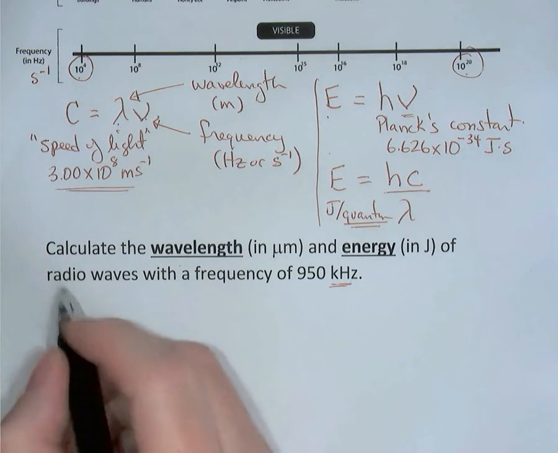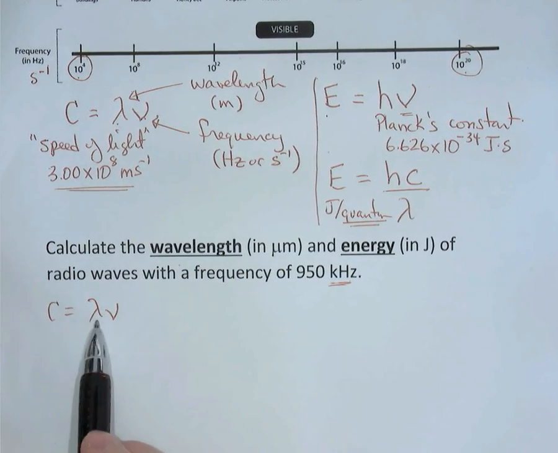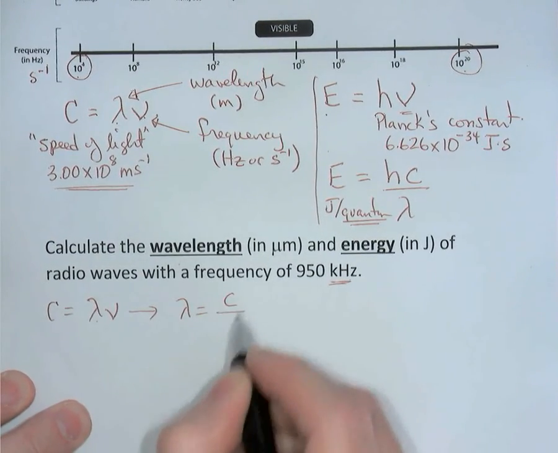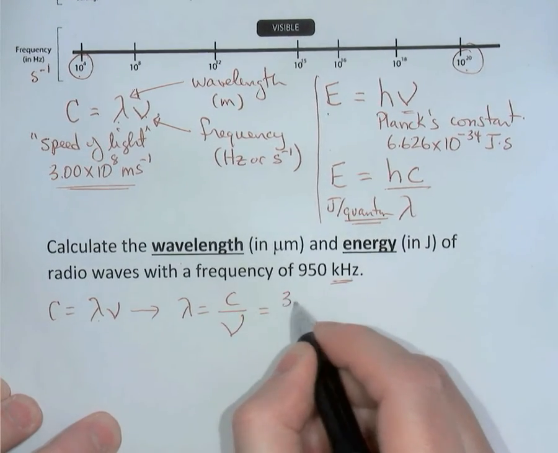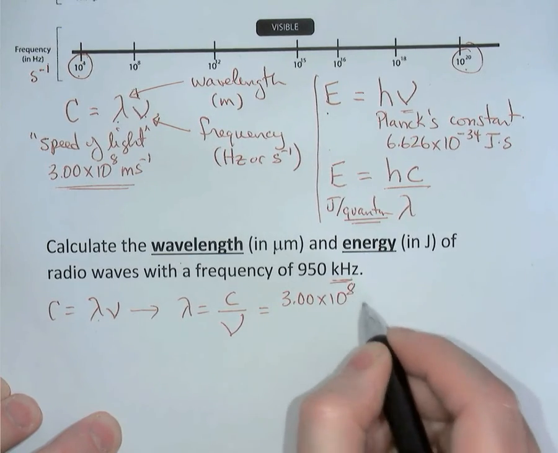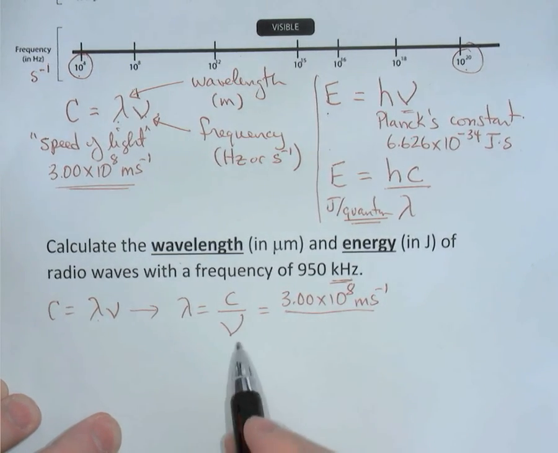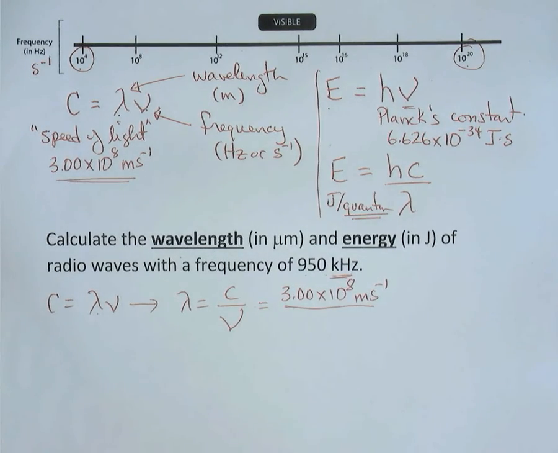So I'm going to take the first equation, c equals lambda nu, and if I want to know the wavelength, I can rearrange this to say wavelength equals c divided by nu, c divided by the frequency, equals 3.00 times 10 to the 8 meters per second, that's the speed of light, divided by the frequency. Now the frequency here was 950 kilohertz. Remember, we have to use SI units in our equations. Kilohertz is not an SI unit for frequency. Hertz would be fine, but not kilohertz.